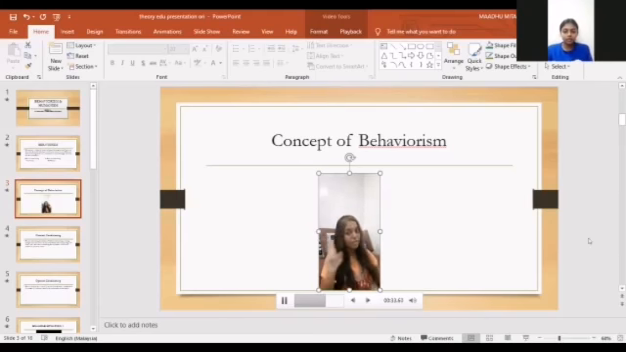There are two types of stimuli, and there are also two types of responses. The first stimulus is called UCS, unconditional stimulus. The two types of responses are called UCR and CR. UCR stands for unconditional response, and CR stands for conditional response.